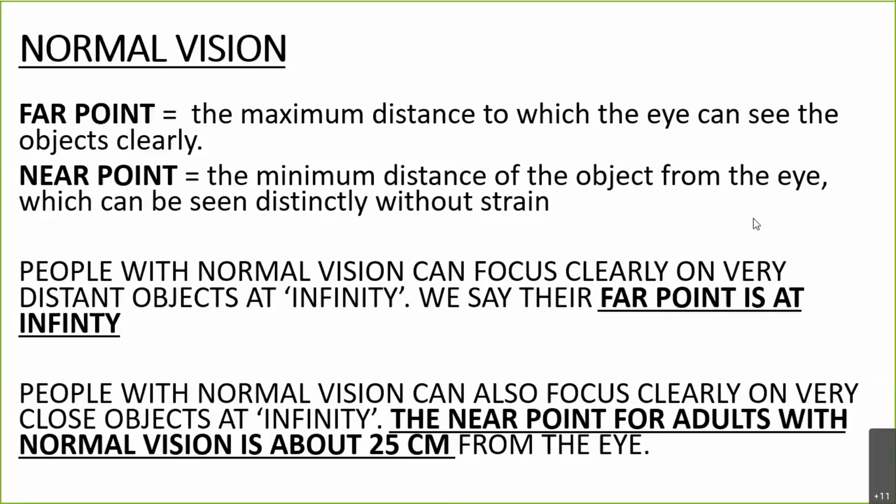Now, people with normal vision, like 20/20 vision, who don't have any defects of the eye, can focus clearly on distant objects at infinity. So we say their far point is at infinity. Infinity, of course, means on and on and on as far as the eye can see. But when we talk about your near point, people with normal vision can also focus as close as 25 centimeters from the eye.